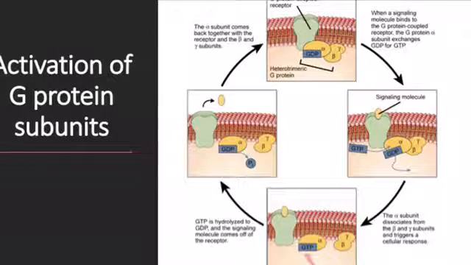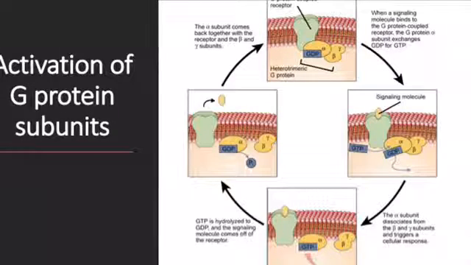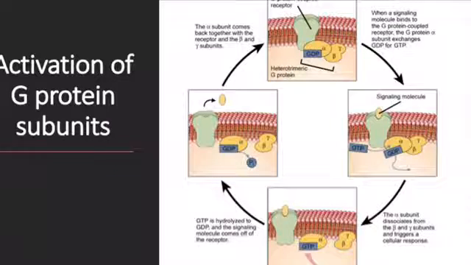For example, it will open ion channels. The 2 common enzymes that G proteins activate are adenylate cyclase and phospholipase C. In the next slide we will go into more depth on these 2.